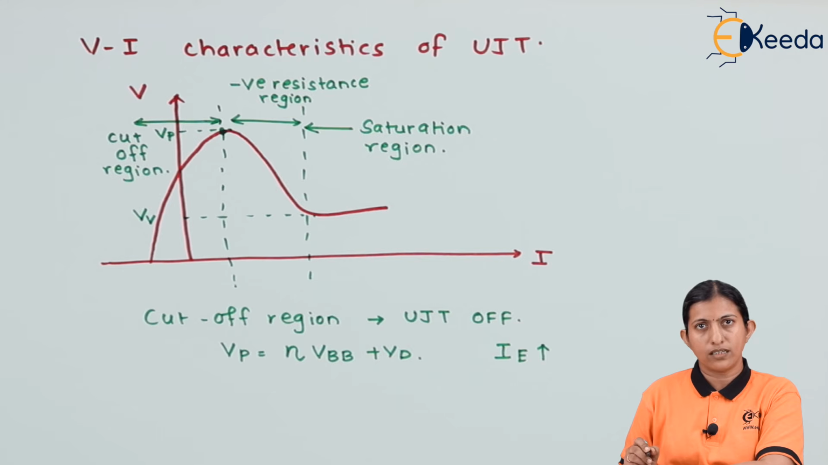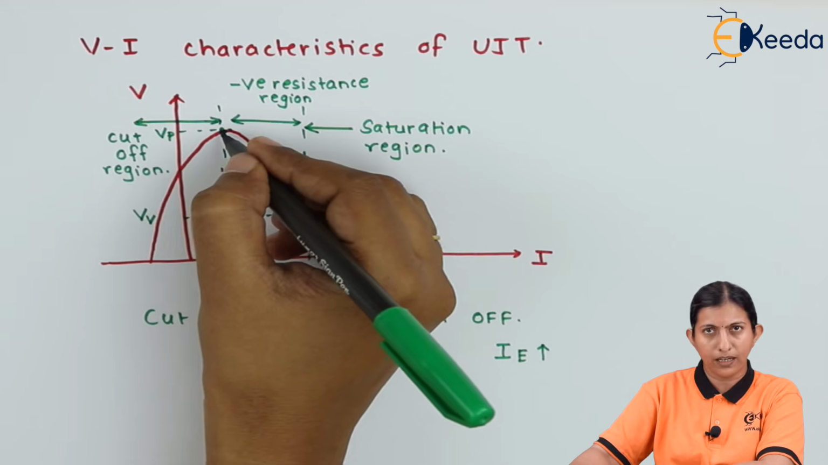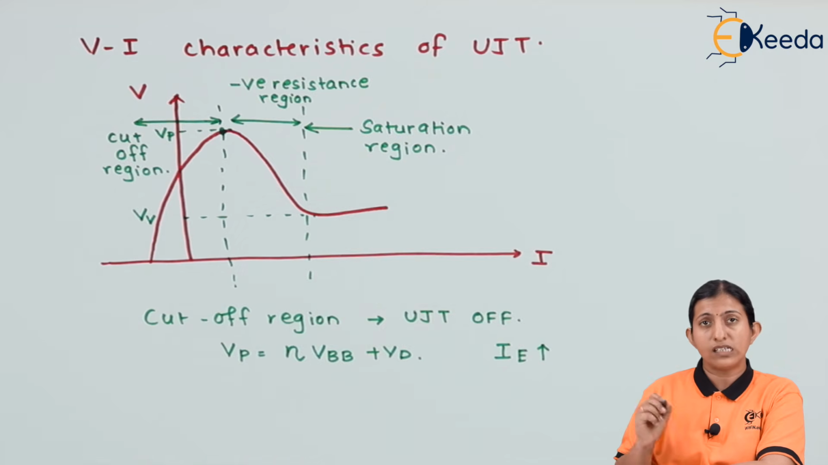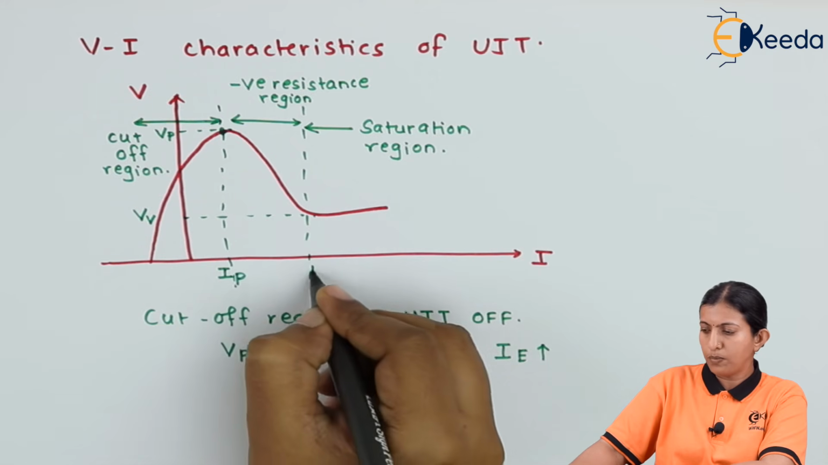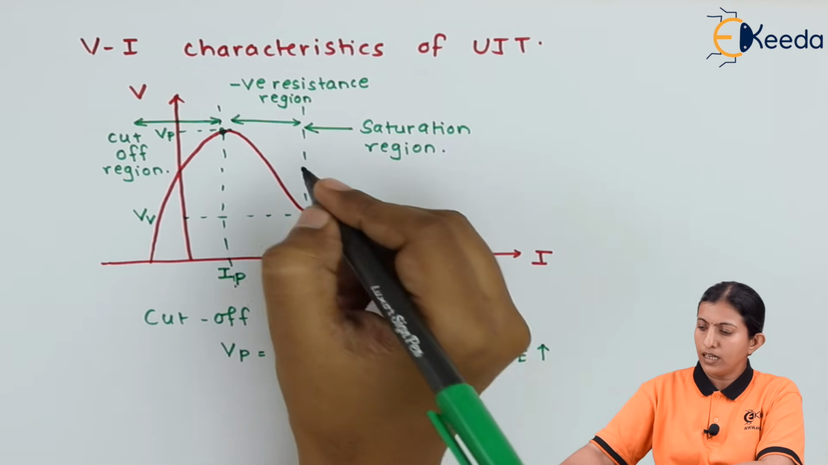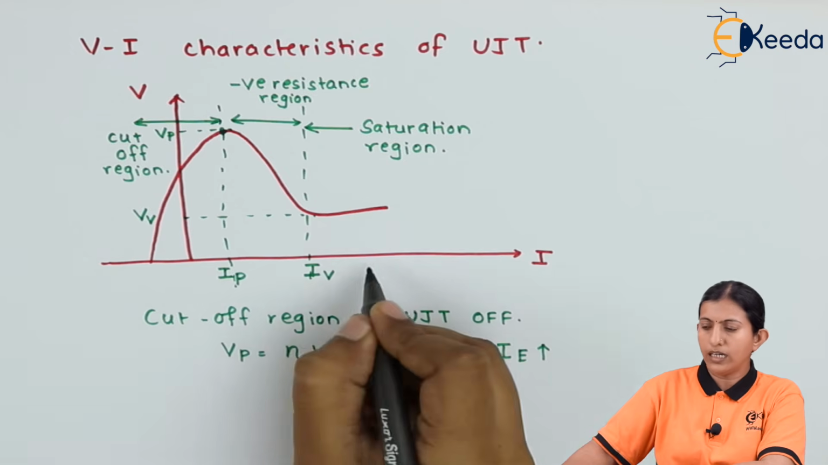Why is it the negative resistance region? Because in this region the voltage decreases from V peak to VV, that is peak point voltage to valley voltage, but at the same time the current increases from I peak, that is peak current, to the valley current. So as one quantity increases and the other decreases, this is called a negative resistance region. Then the next region is called the saturation region. In the saturation region, the value of emitter voltage remains approximately constant and the current increases.